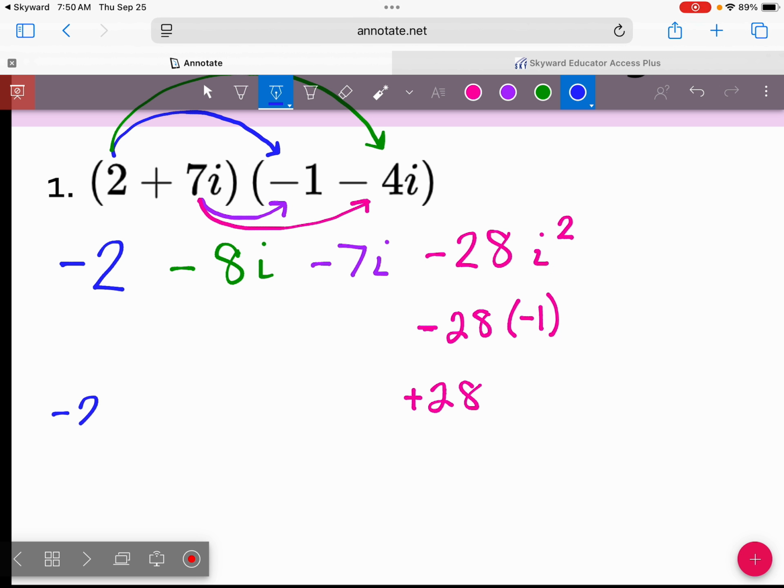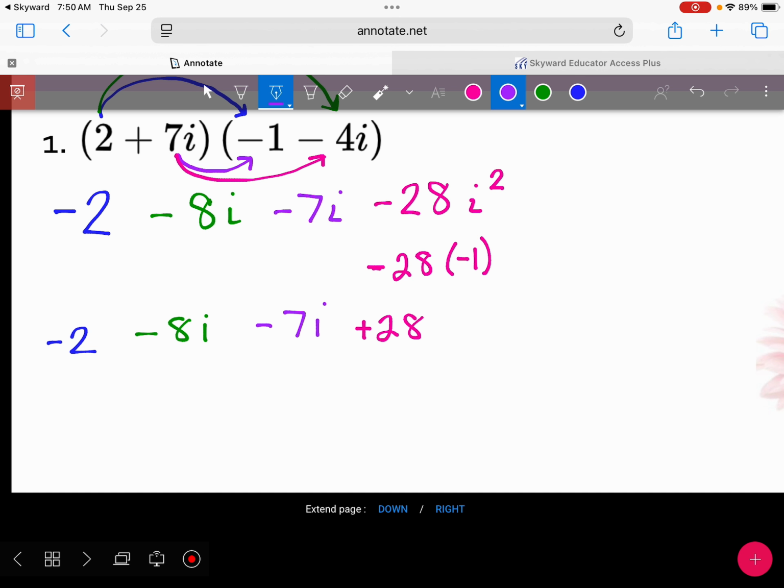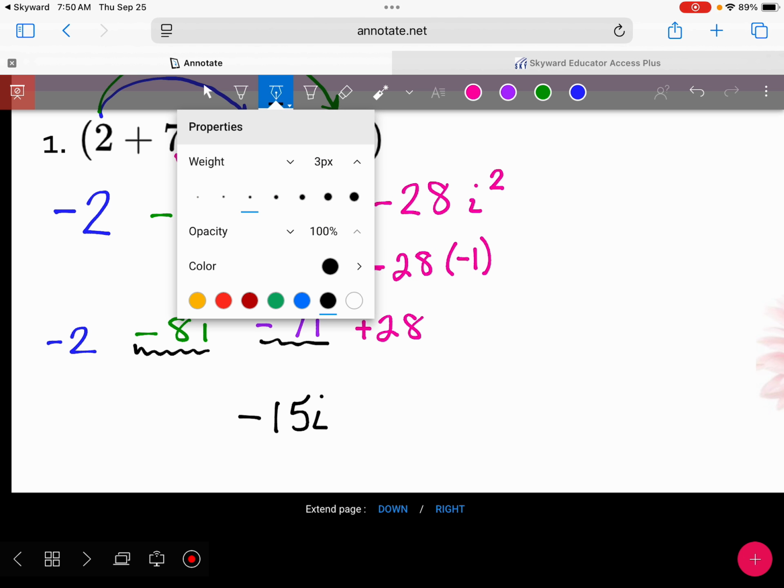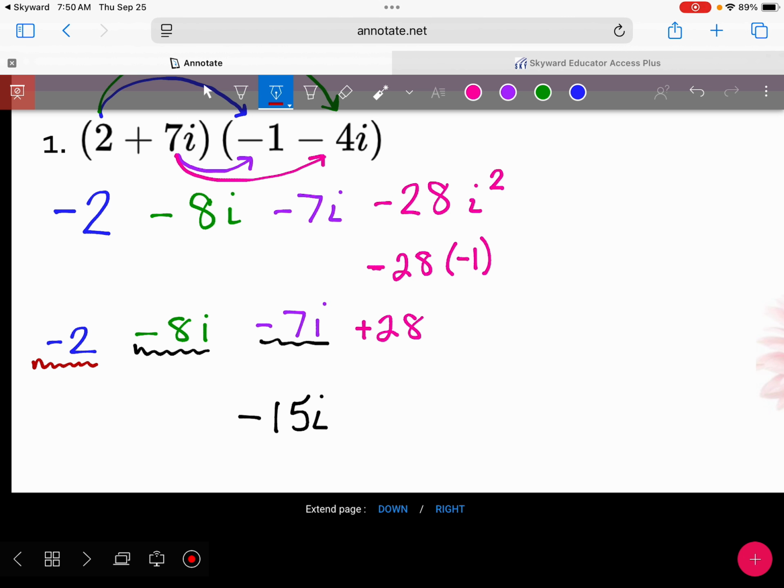At this point, all these other pieces are the same. I'm just going to copy them down so we're still looking at all the same pieces here. What else can I do to simplify this, aside from dealing with the i squared? Now I've got a bunch of like terms. I have here a minus 8i and a minus 7i. It's going to give us a minus 15i. And we also have minus 2 and plus 28, which is going to give us a positive 26.